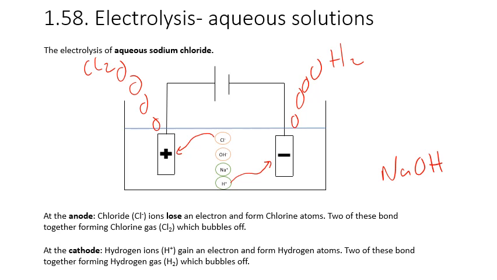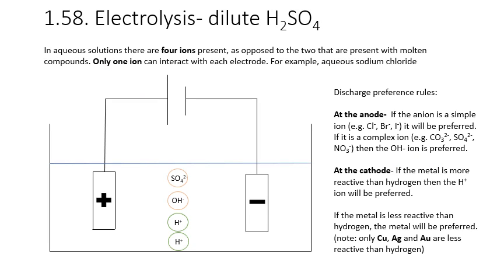This is how we make sodium hydroxide in industry. Now there are a few other aqueous solutions that we need to know how to do the electrolysis for. And this is the second one, dilute H2SO4.